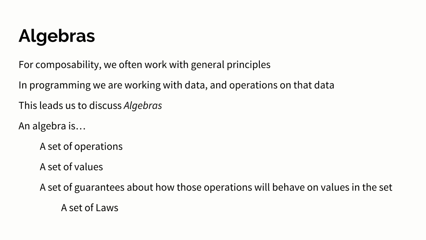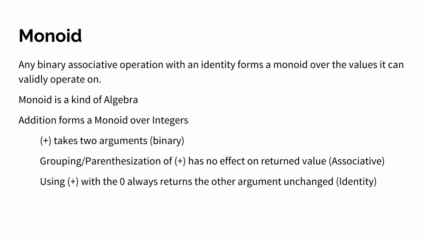An algebra is a set of operations, a set of values, and a set of guarantees about how those operations behave when used on values in the appropriate set. These guarantees are also known as laws. So an algebra is composed of operations, values, and laws. Functor and monoid are both algebras. Any binary associative operation with an identity forms a monoid over the valid values it can operate on.